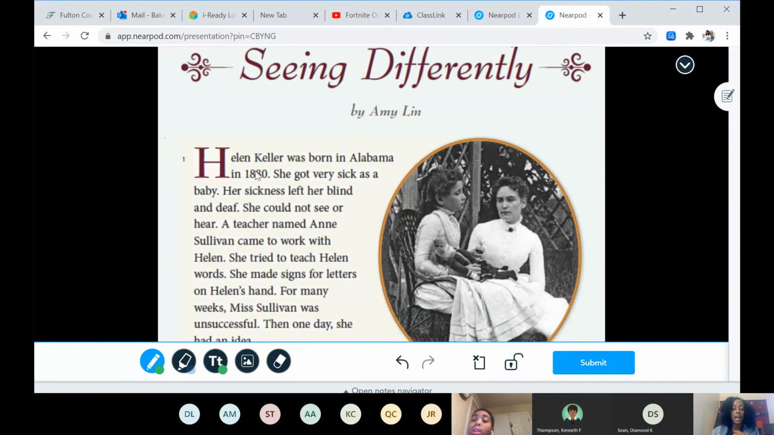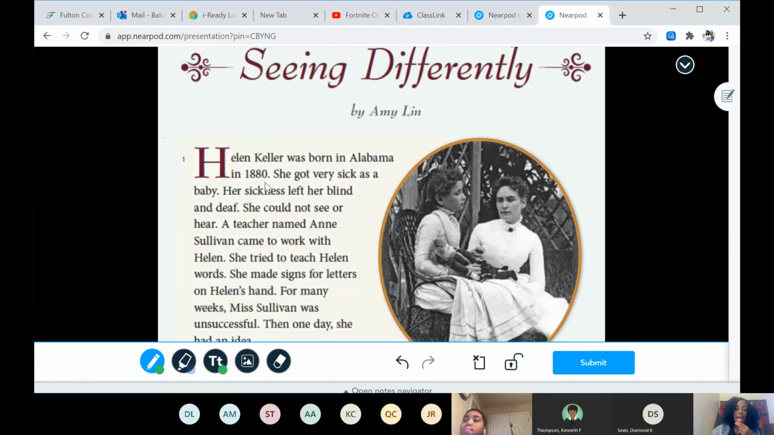Yes, so as I'm reading this first page, think about who are the characters and what is the setting. And remember, setting is when it takes place and where it takes place. So everybody track the words, even if you track with your finger. Track the words as I get ready to read. You want to track with your finger. This also helps you with unfamiliar words.